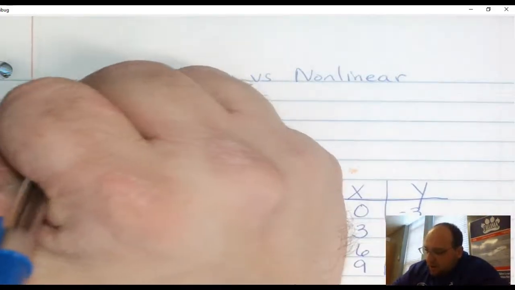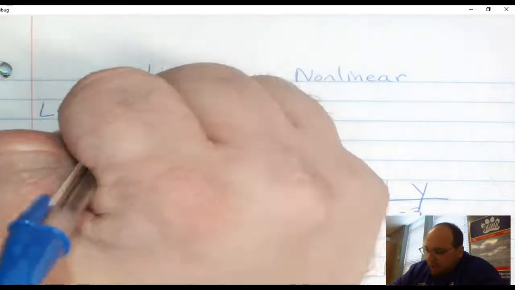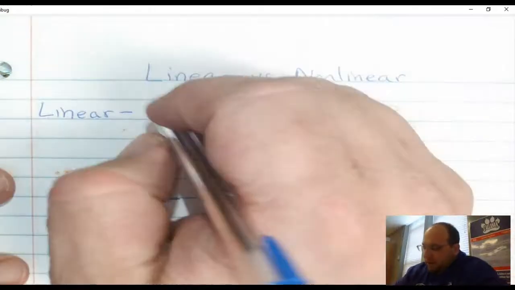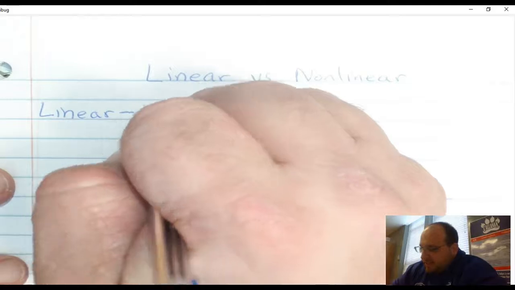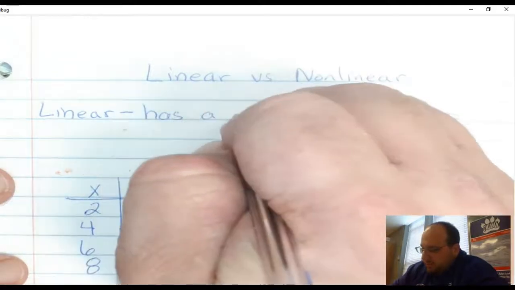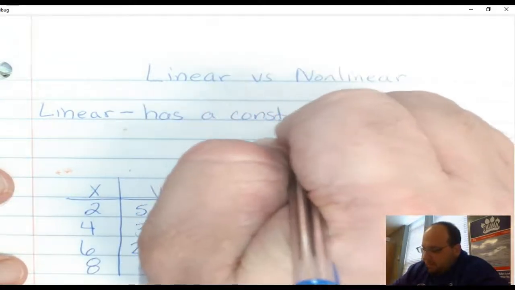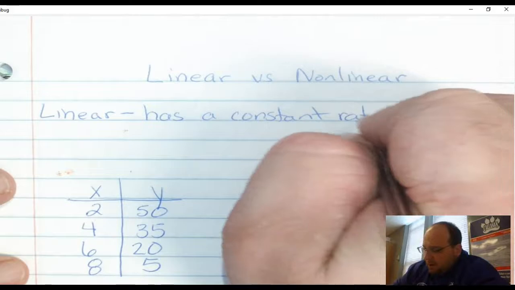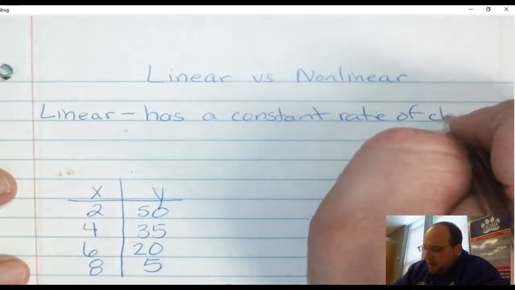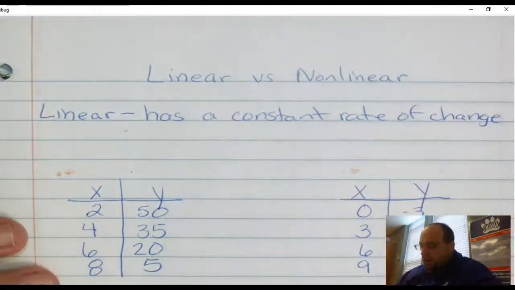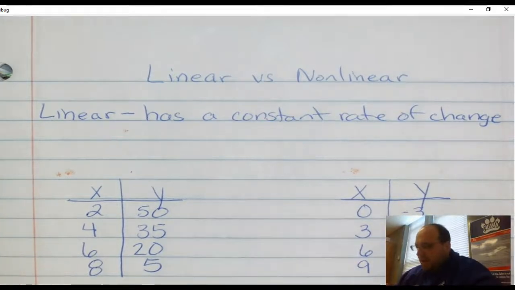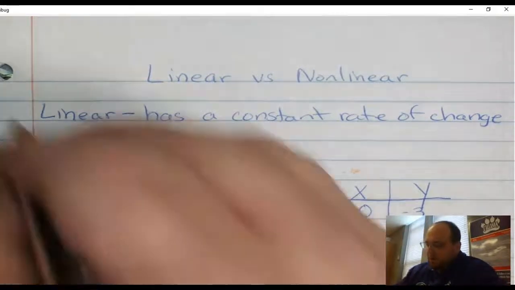If we remember way back when we were doing linear equations, we talked about how linear basically has a constant rate of change. What that means is it will change by the same rate over and over and over again. So linear has a constant rate of change. Also, when we look at a linear equation on a graph, it's going to be a straight line.